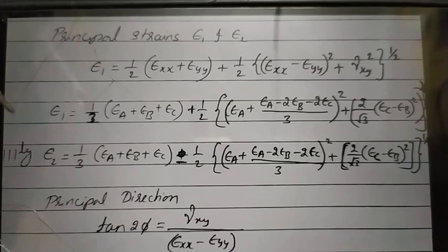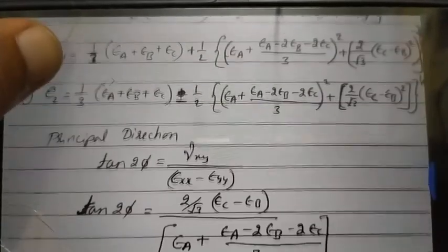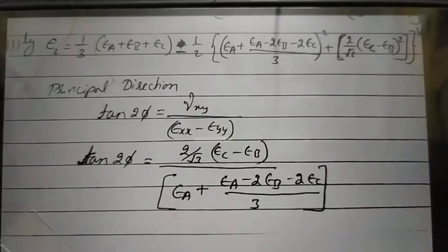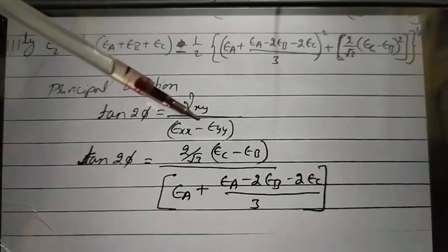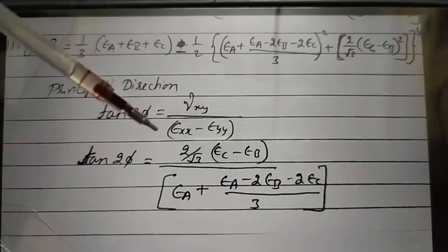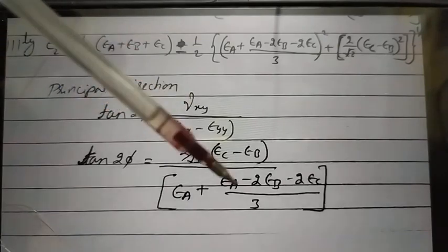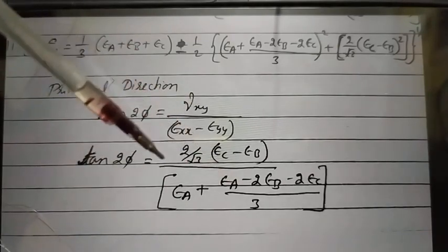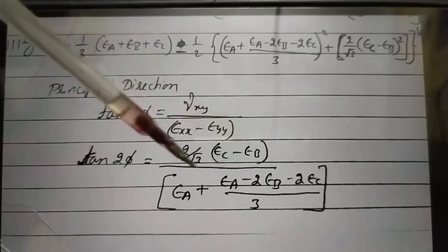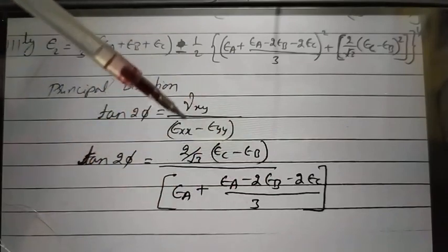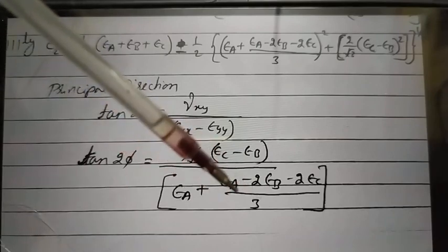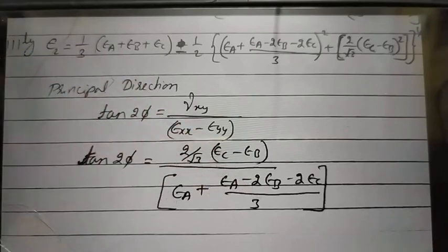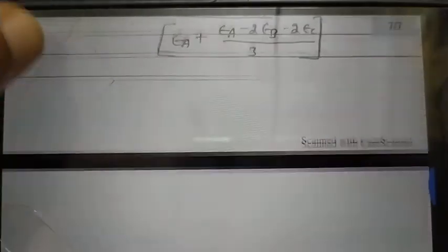Okay, next what you are going to do, you are going to determine the principal directions. You know the basic equation, that is tan 2 phi is equal to gamma xy by (epsilon x minus epsilon y). What you do, just substitute the values in here. Okay, what they had done, they had substituted the expressions in here. This is the expression of gamma xy, and these two expressions are substituted in here. Like that you are going to get the principal directions.